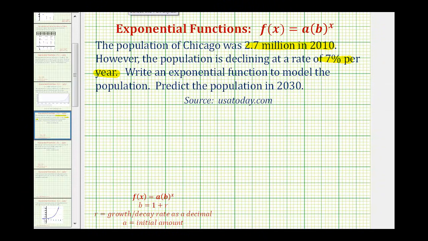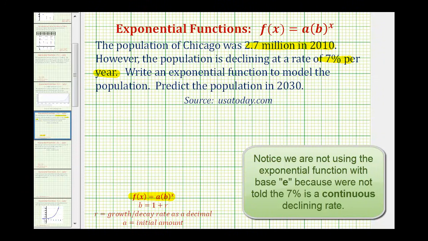So to model this population growth, we'll use the exponential function f of x equals a times b raised to the power of x, where our base b is equal to 1 plus r, where r is the growth or decay rate as a decimal. And in this case, because the population is declining, the value of r will be negative, and a is equal to the initial amount or starting amount.